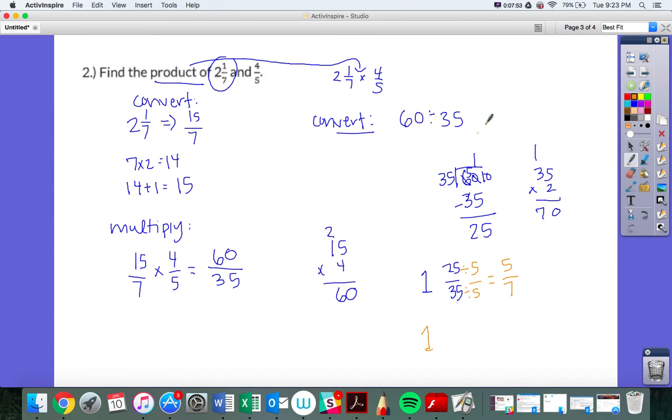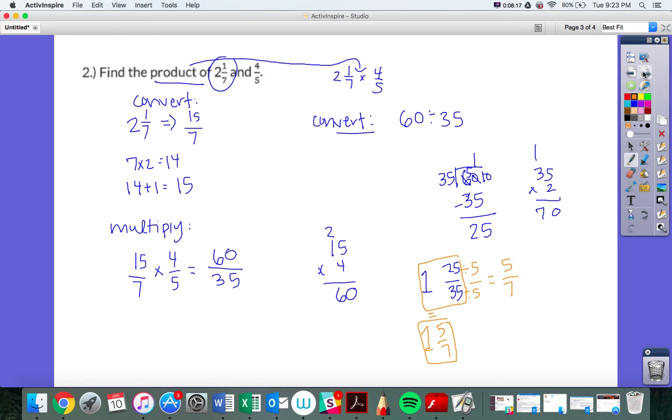Now I need to think, is there anything over 1 that can go into 5 and 7? And I think I just have 1. So I can leave that as 5 over 7. So this would be my simplest form. These two are equivalent fractions, so they would both be good answers at this point.